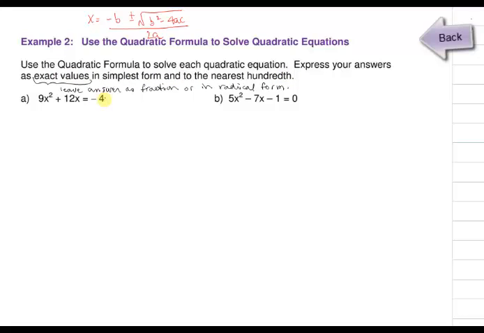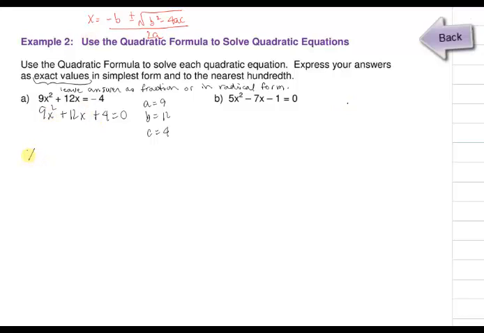Now you have to make sure that your quadratic equations are in standard form. So we will want to move the negative 4 over to the left so that we will get 9x squared plus 12x plus 4 equals 0. And because we're going to use this formula, we want to know what our values are for a, b, and c. So a is 9, b is 12, and c is 4. And now we're going to plug that into our formula.